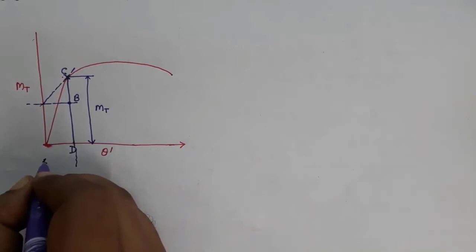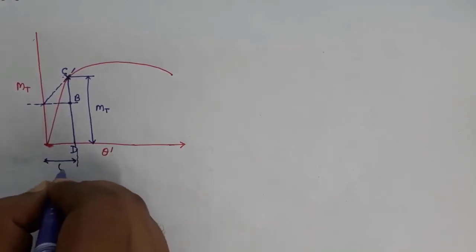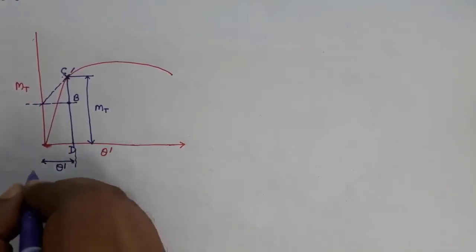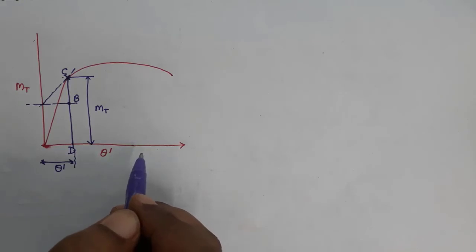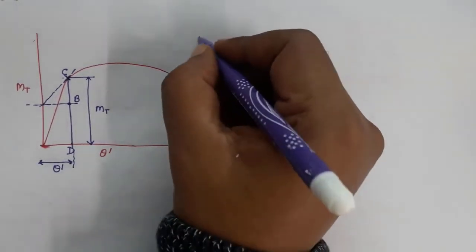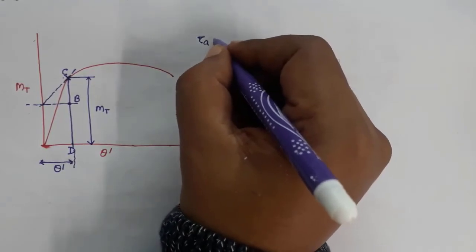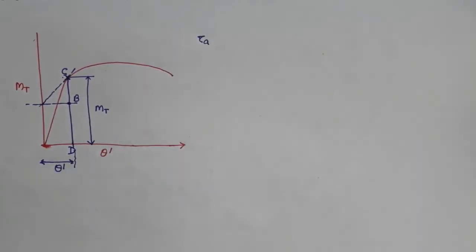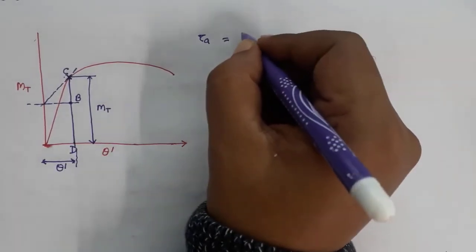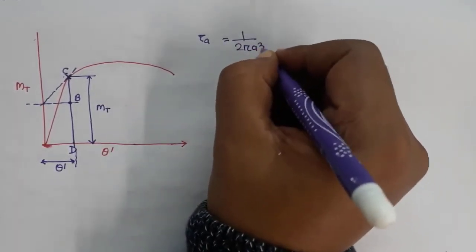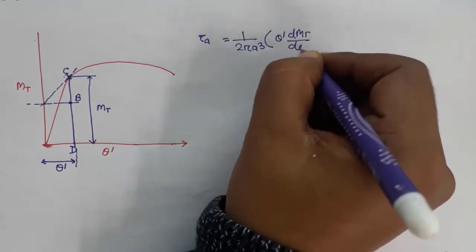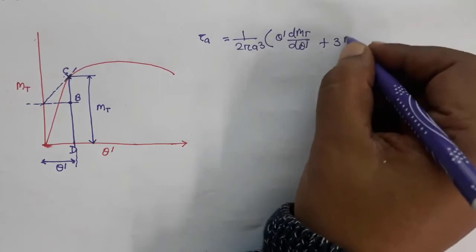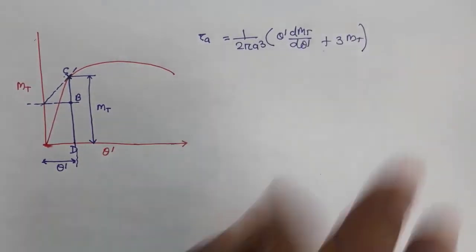We are at a theta dash value of this, right? So this is the theta dash value when we are at the point C. If you have to use the previous equation to find out the shear stress, which was given by the formula, tau A is equal to 1 by 2 pi A cube [theta dash dmt by d theta dash plus 3 mt], right? This is how we calculate tau A.